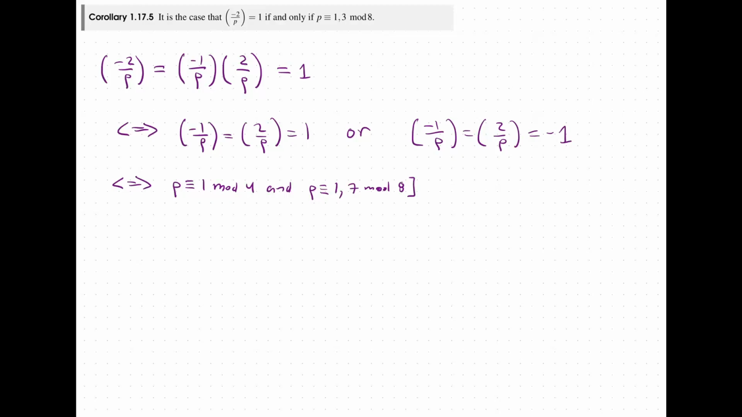And so this is the first part. I'm going to put it in brackets so we have the if and only ifs easier to read. And then for the next part, we have -1 on p is equal to -1 if p is congruent to 3 mod 4, and 2 on p is equal to -1 if p is congruent to 3 or 5 mod 8.